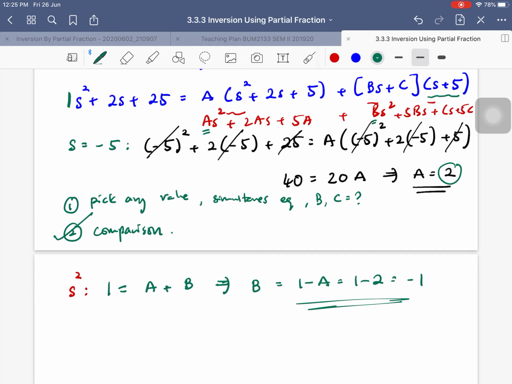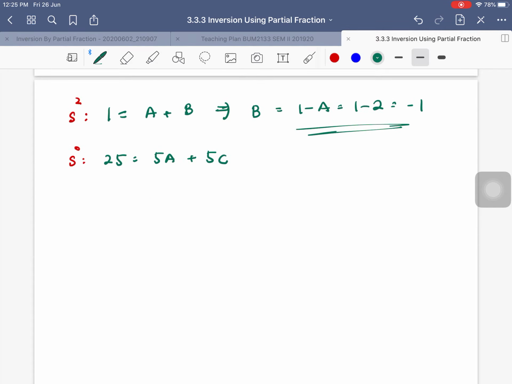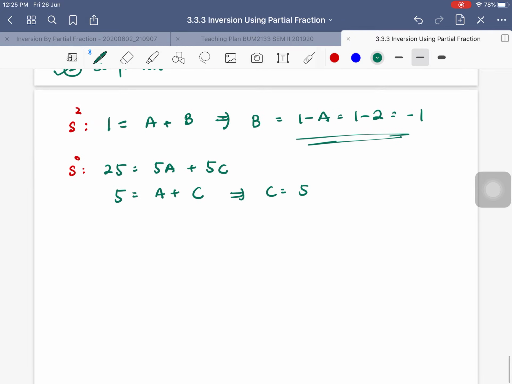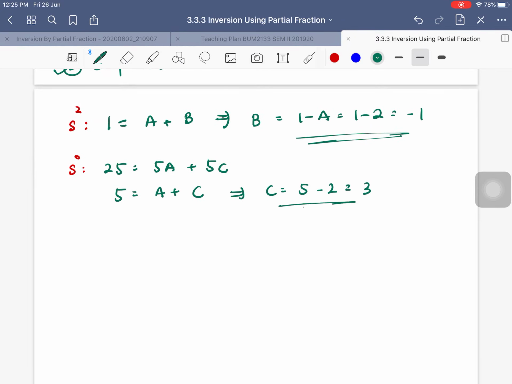And now I need c. I know that this is my c, right? So instead of choosing those with s to the power of 1, where there are going to be 3 terms, I'm going to minimize that. I'm going to choose the one with s to the power of 0. On this side, I'm going to have a 25, and on the other side it is simply going to equal 5a plus 5c. Okay, I can actually simplify this equation. I can write that 5 is going to equal a plus c, right? And from here, c is going to equal 5 minus a. My a value is 2, so 5 minus 2, and I'll get that the value of c is going to equal 3.